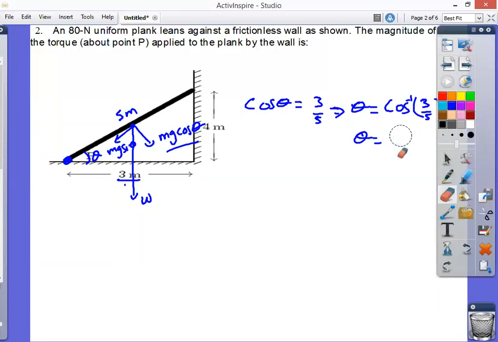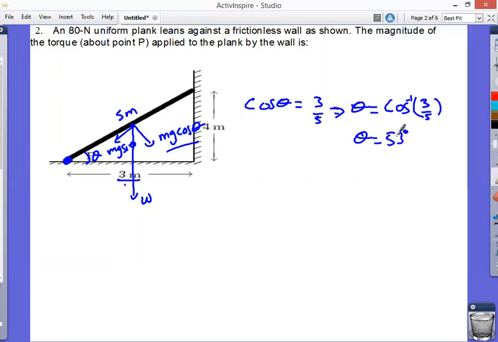53 degrees. The value of cos 53 is going to be 0.6. So we find the theta. Now second step, let's find the total torque. Let's apply the second law of equilibrium. Total torque must be 0, right?